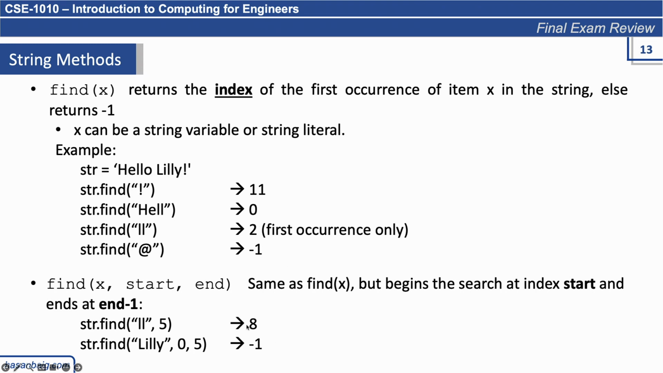Okay. And here in the last example, you can see Lily is present in this string, but we are searching within the boundary of 0 and 5th index. So in this area, Lily is not present. That is why it returns -1. Any questions? These are just simple things which you may expect in MCQs, multiple choice questions. So just go through the slides and you'll be all good.